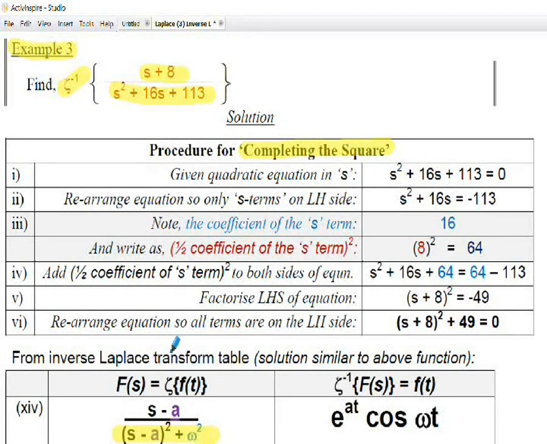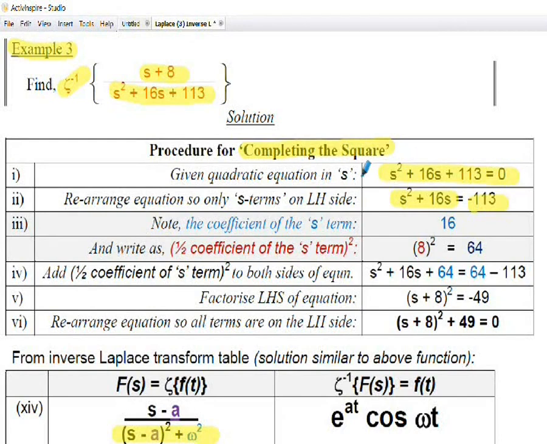If you're not familiar with the completing the square method, I encourage you to look at a separate video purely about completing the square. Here I'm going to go through the 6 steps we usually use in the method. So the first step, I write down my denominator, in this case my s squared plus 16s plus 113 equals 0. In the second step, I take the constant term, the 113, to the right hand side. In this case I subtract 113 from both sides of the equation, and that leaves me with the s squared plus 16s on the left hand side.